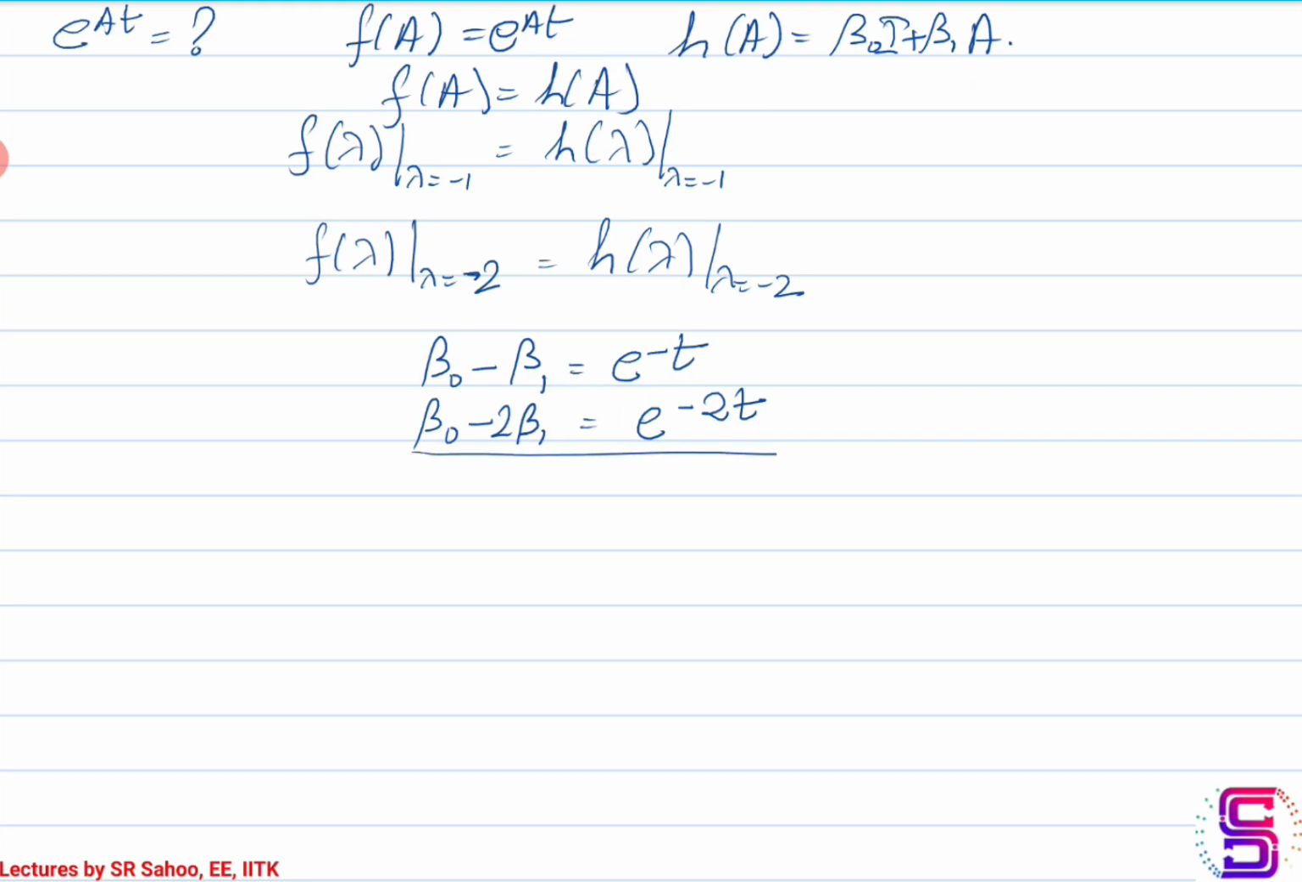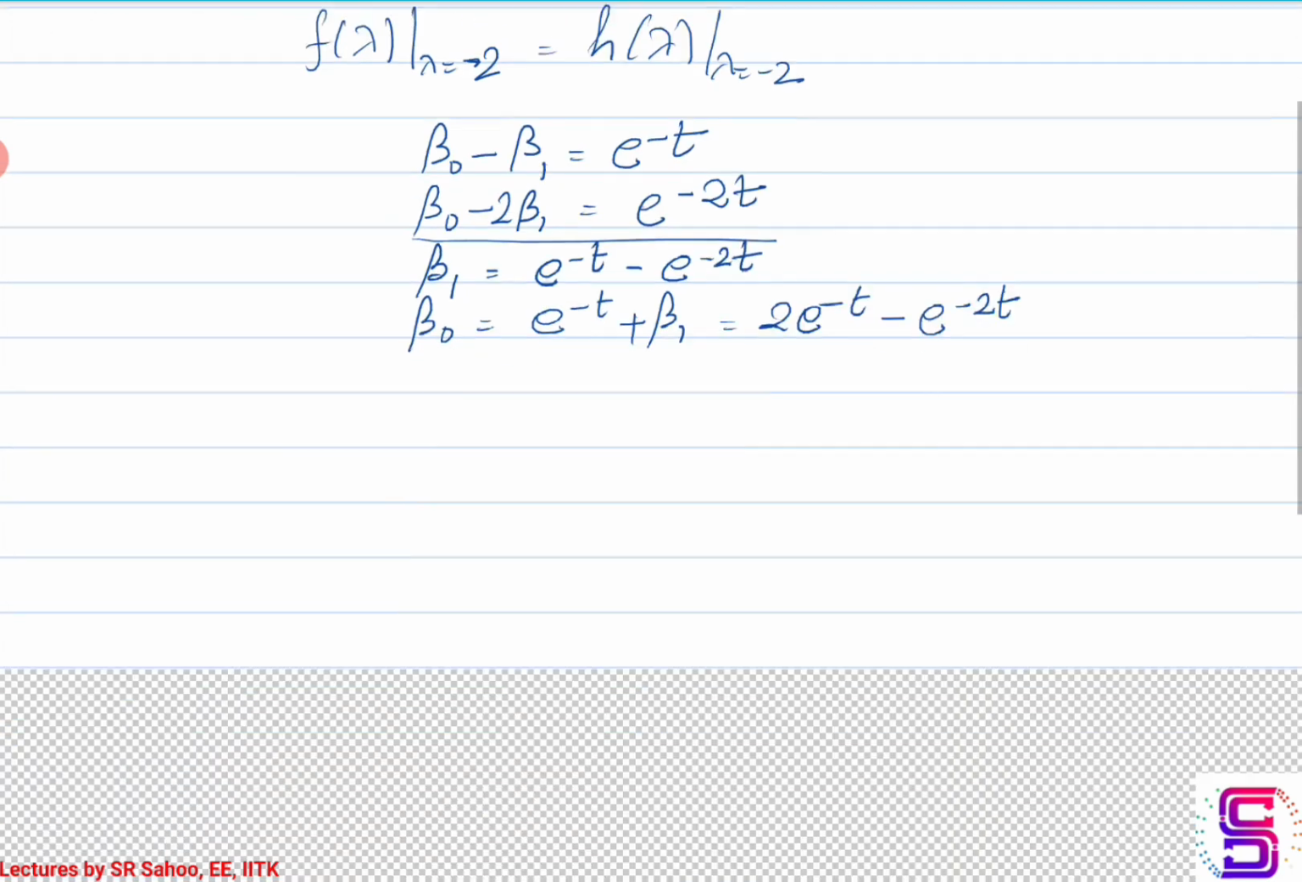So if I solve this, what do I get? I get beta 1 equal to e power minus t minus e power minus 2t, and beta 0 equal to e power minus t plus beta 1, which is 2 e power minus t minus e power minus 2t. Okay, so this is what I get.